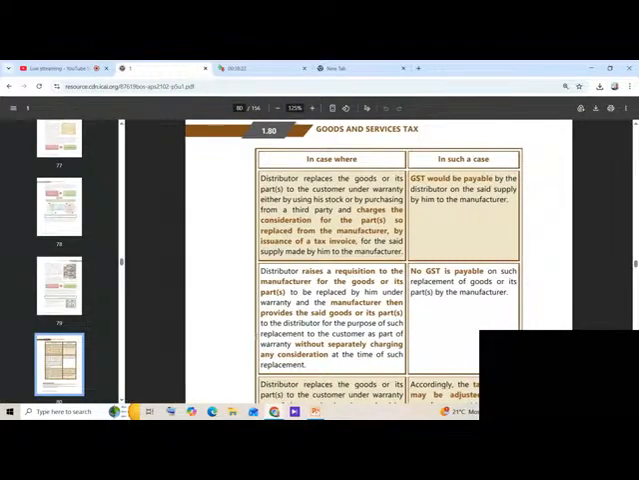In case where the distributor replaces the goods or its parts to the customer under warranty either by using his stock or by purchasing from a third party, and charges the consideration for the parts so replaced from the manufacturer by issuance of a tax invoice for the said supply made by him to the manufacturer, GST would be payable by the distributor on the said supply by him to the manufacturer.